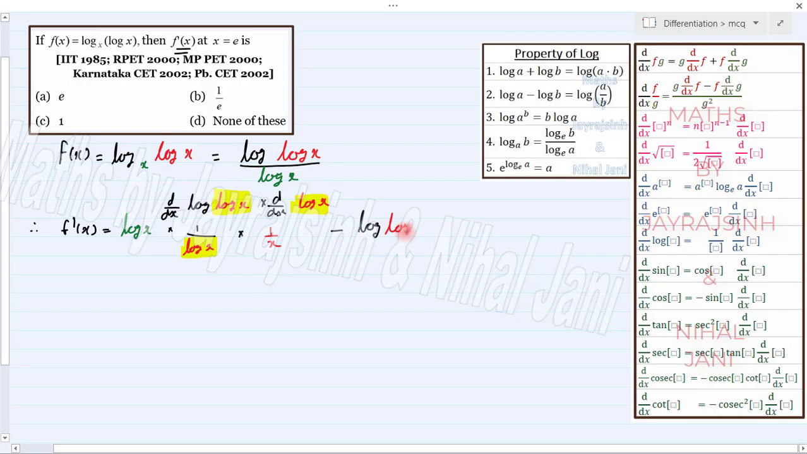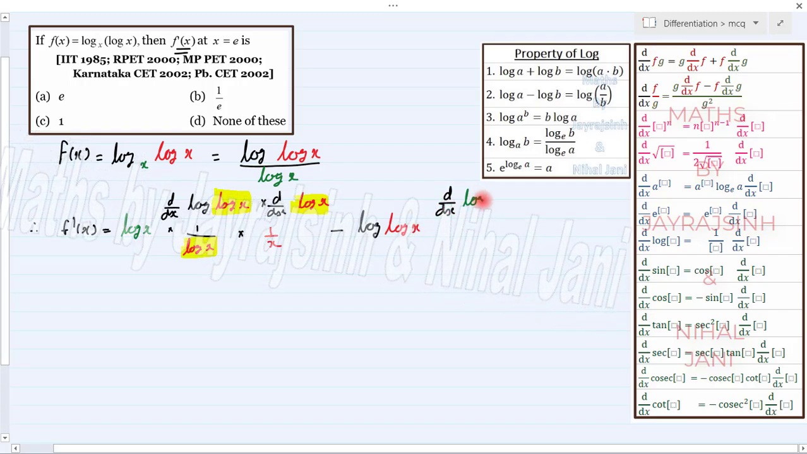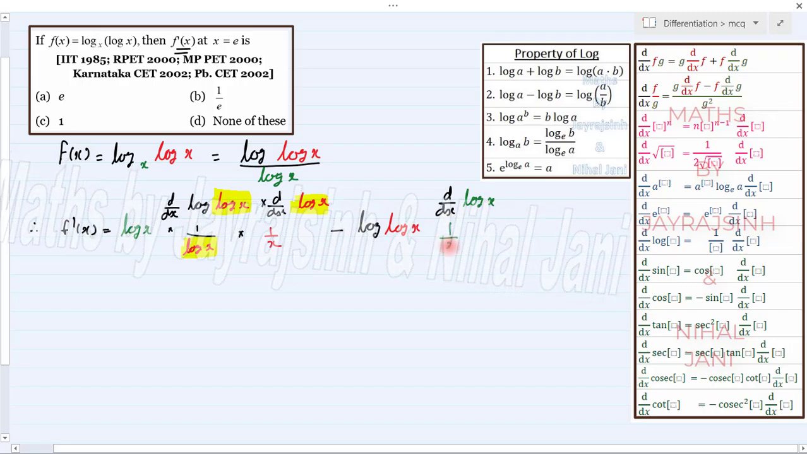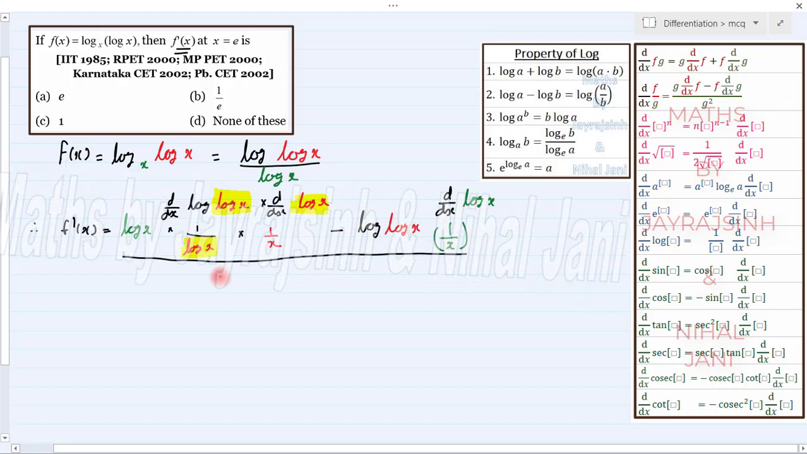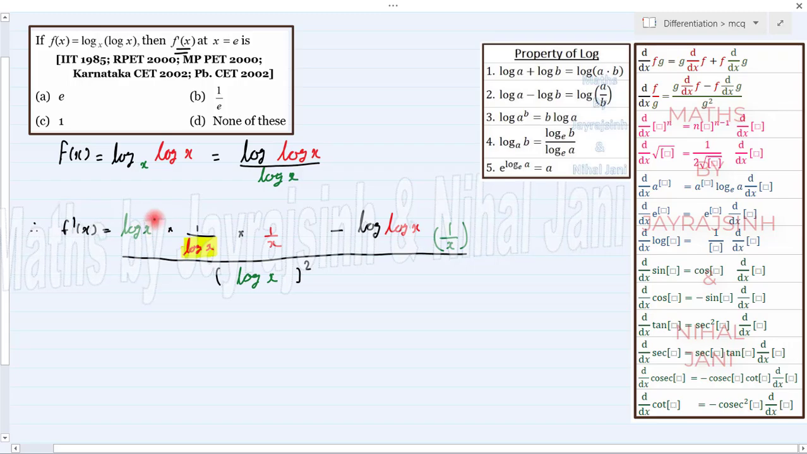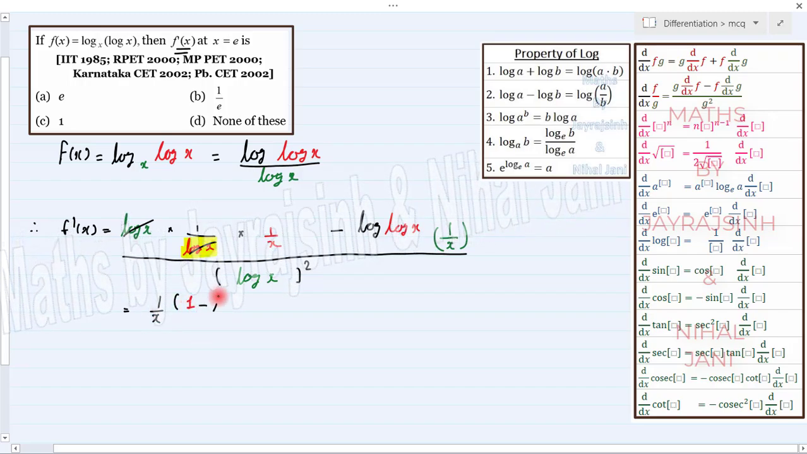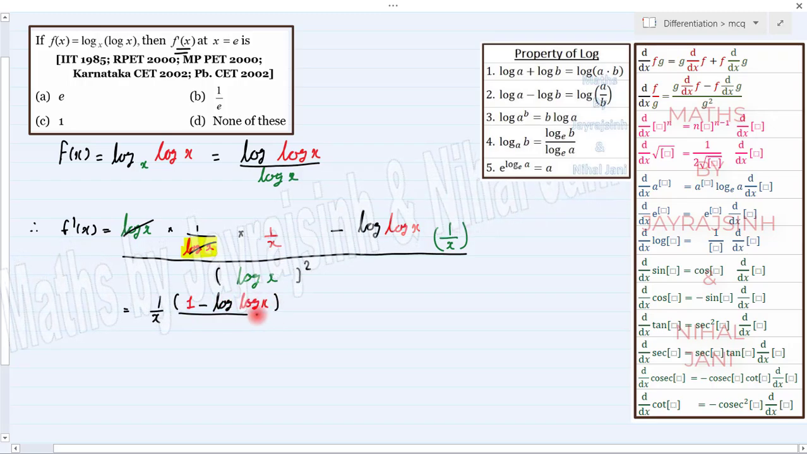minus in second term, your log x will be as it is. We have to differentiate your numerator, which is log x. So its differentiation will be 1 by x whole divided by square of the denominator, which is log x. Now, in further simplification, your log x will be cancelled out and we can take 1 by x common. So in numerator, remaining terms are 1 minus log of log x whole divided by log x the whole square.